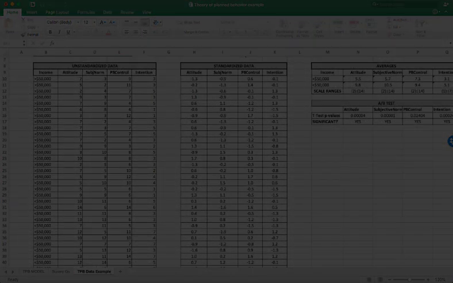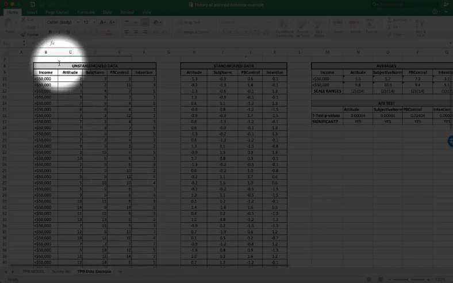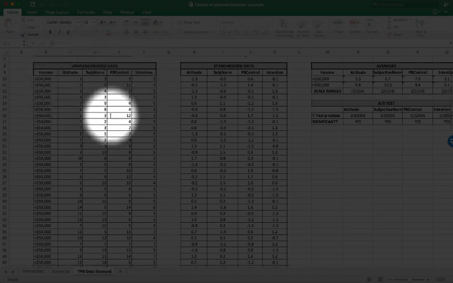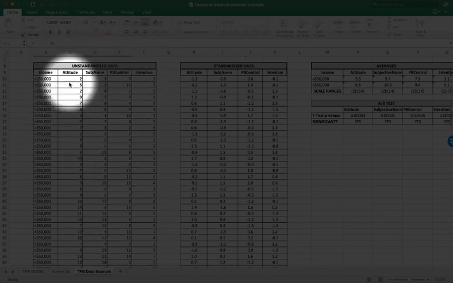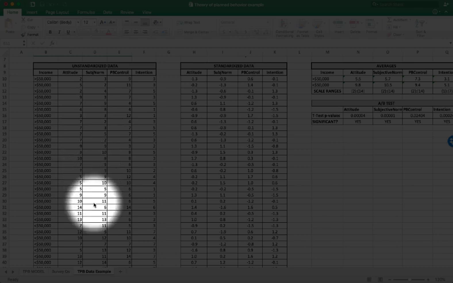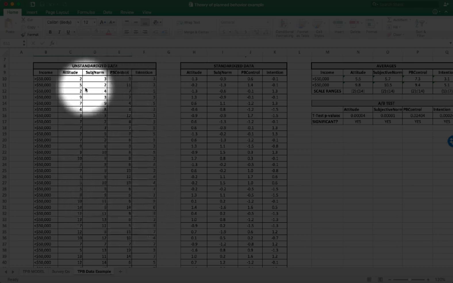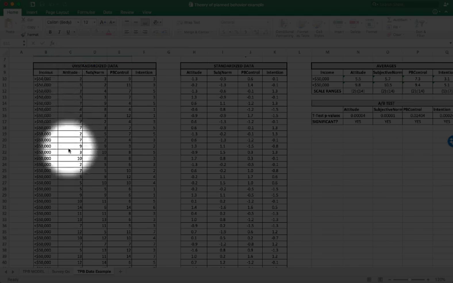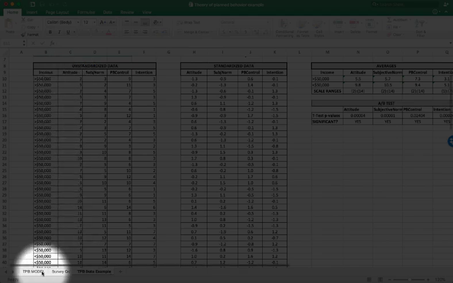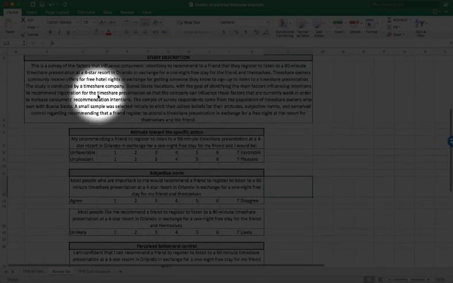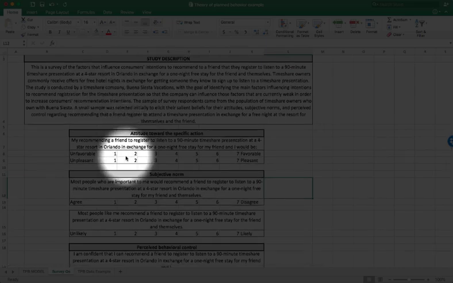Next, let's take a look at the data tab. And this stands for Theory of Planned Behavior. And this is the data for our example that we're working out. And this part right here represents the raw data from the survey. So this is all of the responses that various respondents gave to the attitude items.